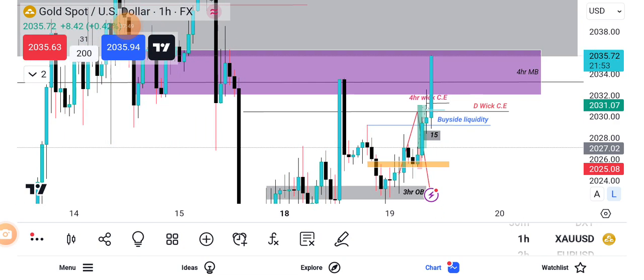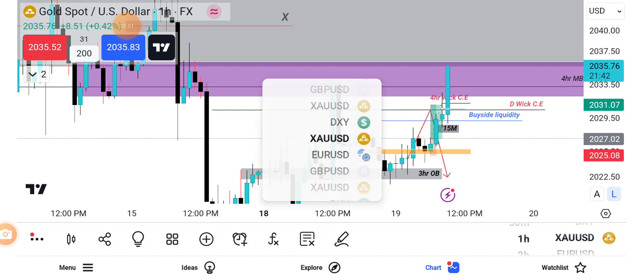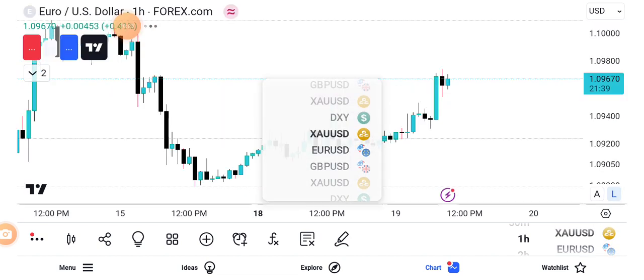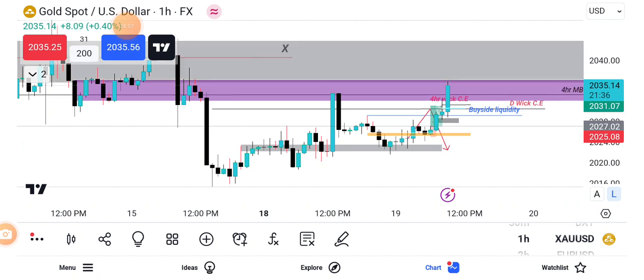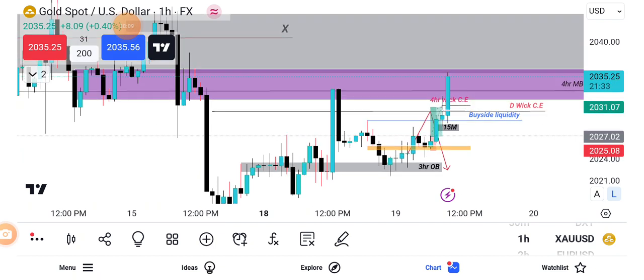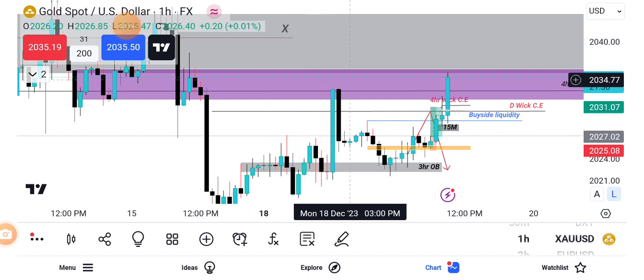It still has 21 minutes to close. So yeah, with my journal beside me. So this buy side liquidity has been grabbed.